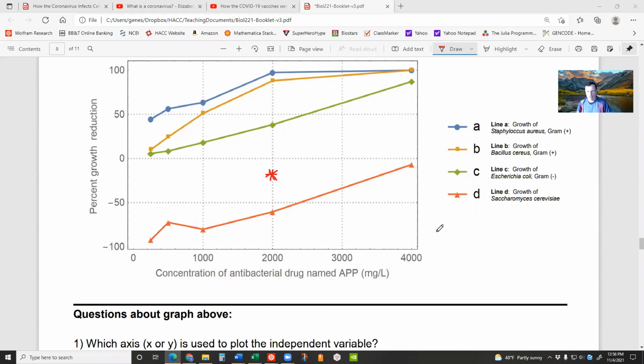Okay, next question. Question 10. Question 10 asks, which organism or organisms had their growth stimulated rather than inhibited by APP? What do you say, folks?